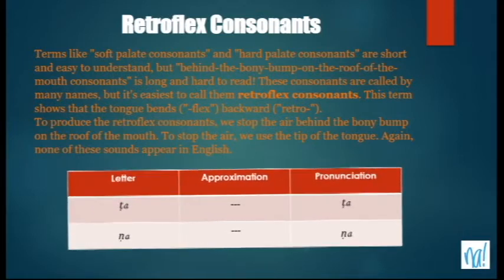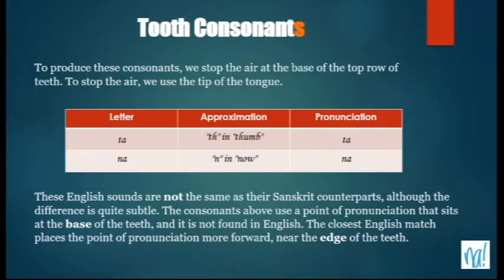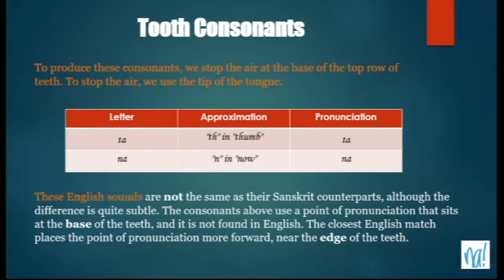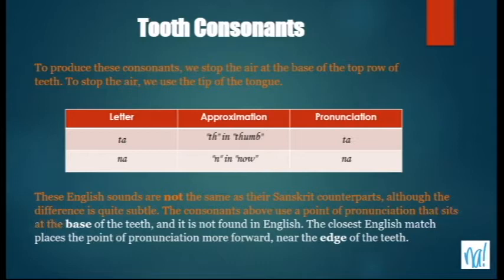Ta na. Tooth consonants. To produce these consonants, we stop the air at the base of the top row of teeth. To stop the air, we use the tip of the tongue. Ta na. These English sounds are not the same as their Sanskrit counterparts, although the difference is quite subtle. The consonants above use a point of pronunciation that sits at the base of the teeth, and it is not found in English. The closest English match places the point of pronunciation more forward, near the edge of the teeth.